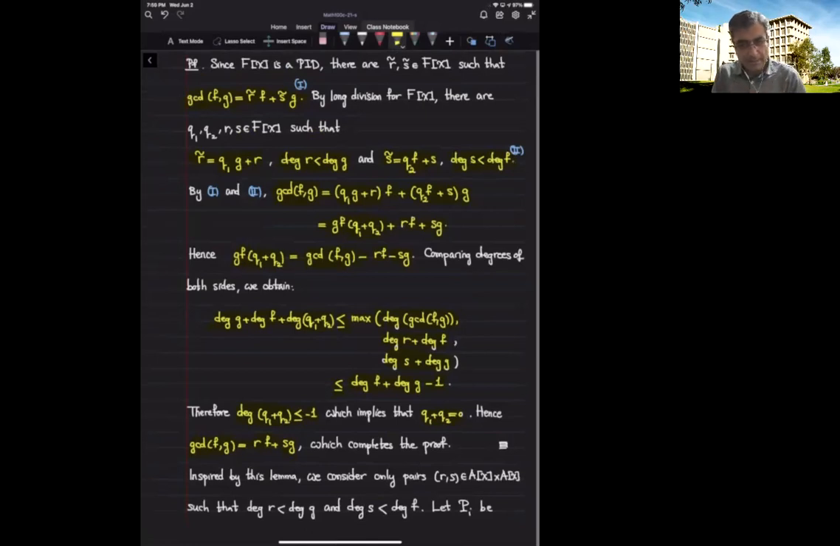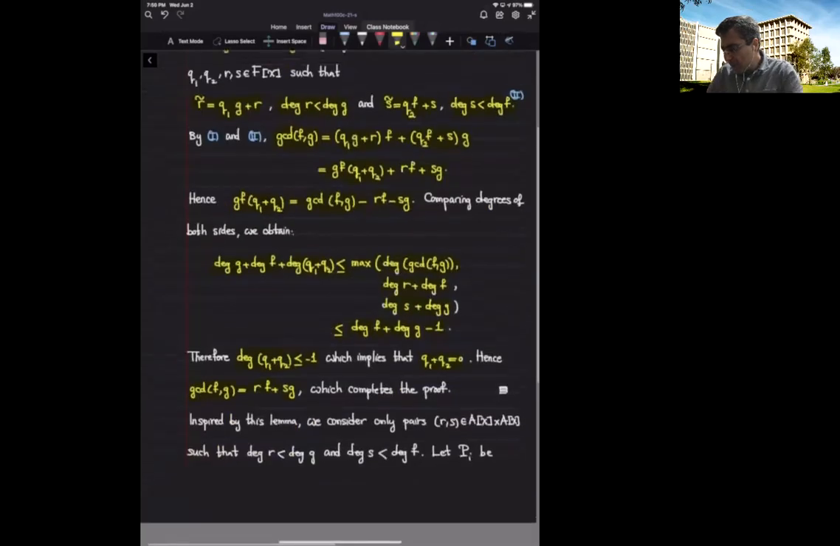Okay, so now when A is a field, we understand that it's enough to focus on this range of polynomials. It's enough to focus on the pair r and s, where degree of r is strictly less than degree of g, and degree of s is strictly less than degree of f. Now, this inspires us to consider the same for an arbitrary unital commutative ring, capital A.